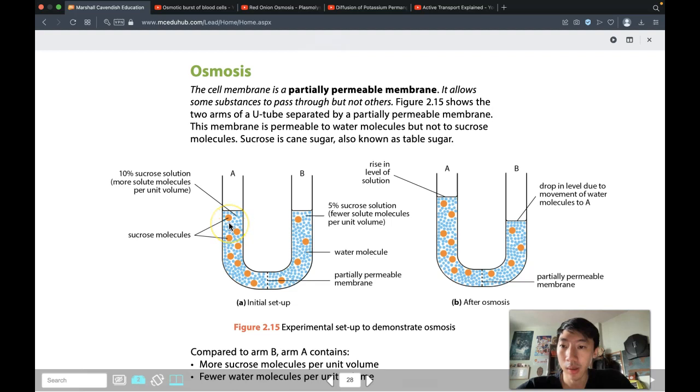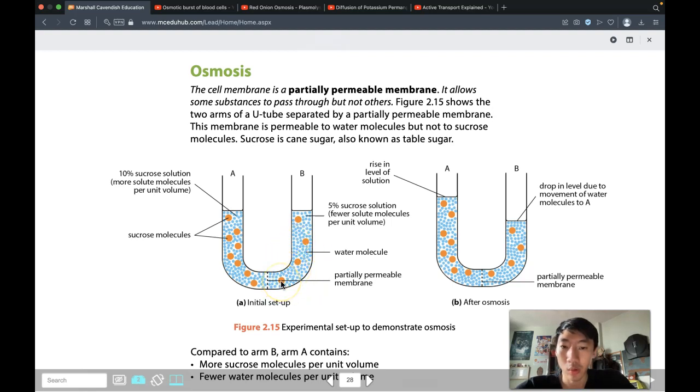So here we have an area with 10% sucrose solution. Right, these are the sucrose molecules. That means that out of maybe 100 ml, 10% of it is actually sucrose. And here we have 5% sucrose solution. There are fewer sucrose molecules here. So logically speaking, what is the percentage of water in A? We take 100% minus 10, which means that this area is 90% water. And here is 95% water.